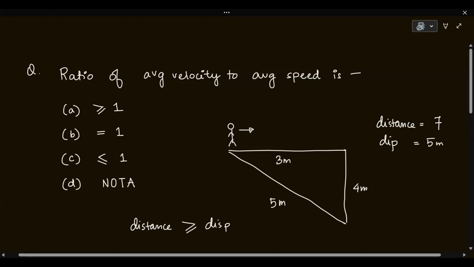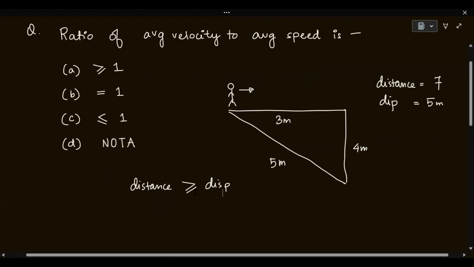That equal to sign is when it is just traveling in a straight line with no turns and no turning backs. It's like he's walking in the same direction, in a straight line. He's not coming back. So that means distance is greater than or equal to displacement.